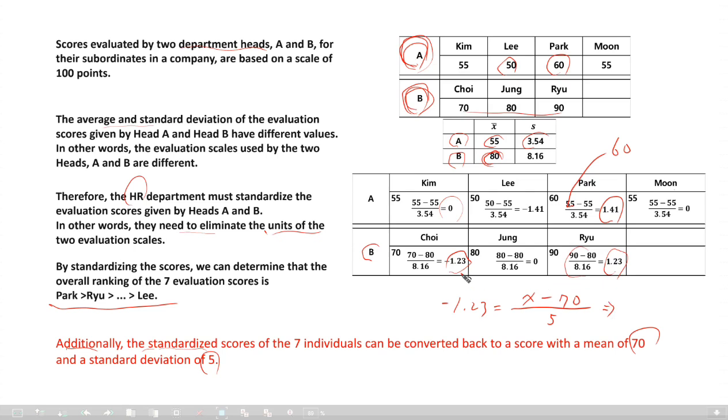So minus 1.23 is going to be, say, x minus mean 70 over standard deviation 5. Then what is this person's final score? X is going to be 70 plus minus 5 times 1.23. So the HR department announced this score.